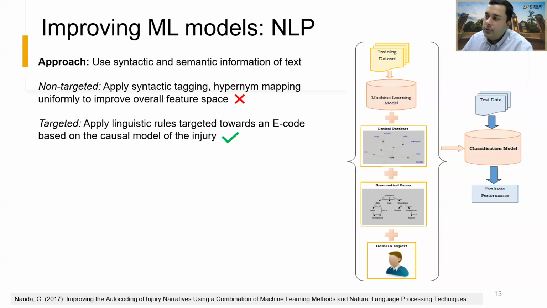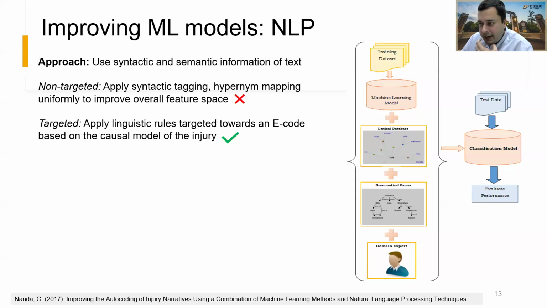And then we also used hypernym mapping. Hypernym means the higher level form of a word. For example, the sedan or SUV are both automobiles, so automobile is the hypernym of sedan and SUV. We tried that, and we found that if we did it in a non-targeted way, if we just assign tags to each of the words based on the syntax and then transform them into hypernyms, that did not improve the prediction performance.